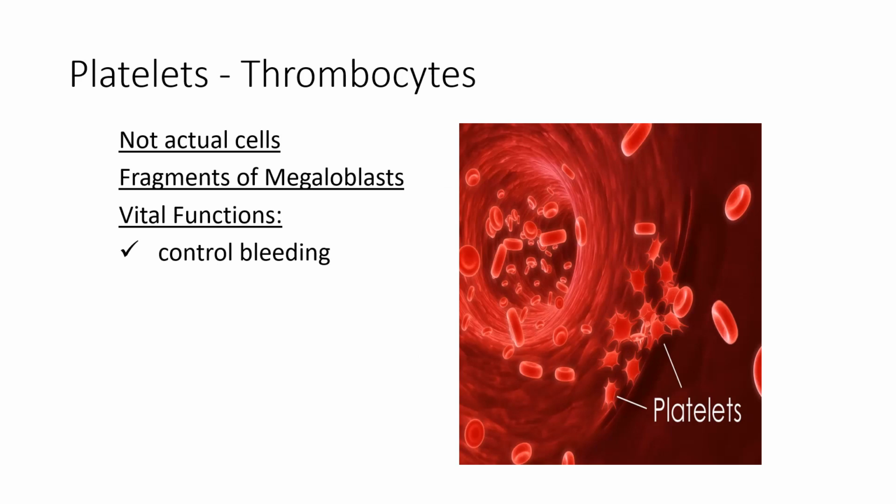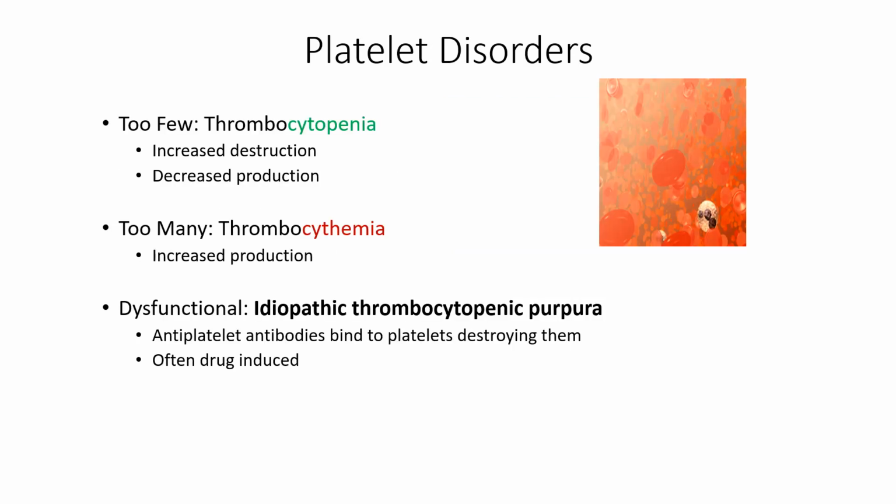We should talk briefly about platelets. Platelets, otherwise known as thrombocytes, are not actual cells. They're just fragments of cells called megakaryocytes. And of course, as you know, they control bleeding. So just review thrombocytopenia and thrombocythemia, which is an overproduction of platelets, which we also talked about with cancer in the cancer lecture. And then there's idiopathic thrombocytopenic purpura, which is often drug-induced, and we're going to talk about that again in a couple of minutes.